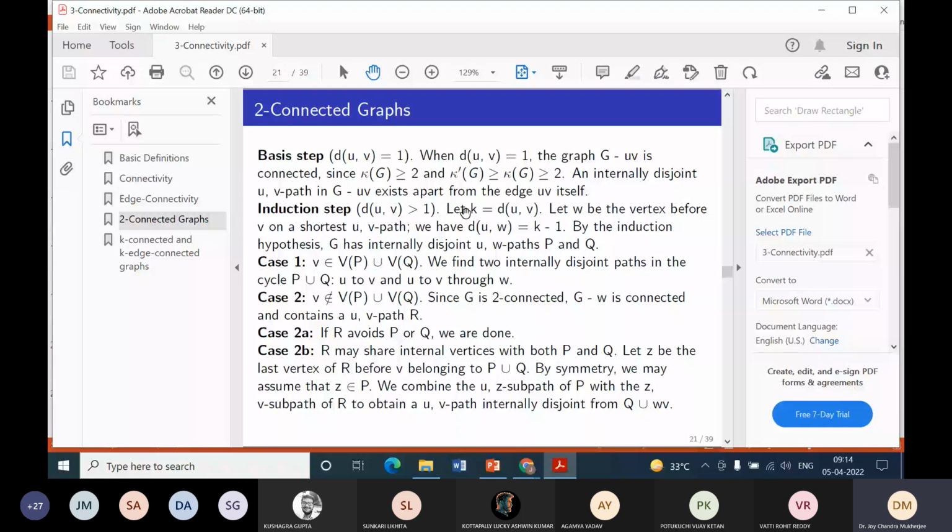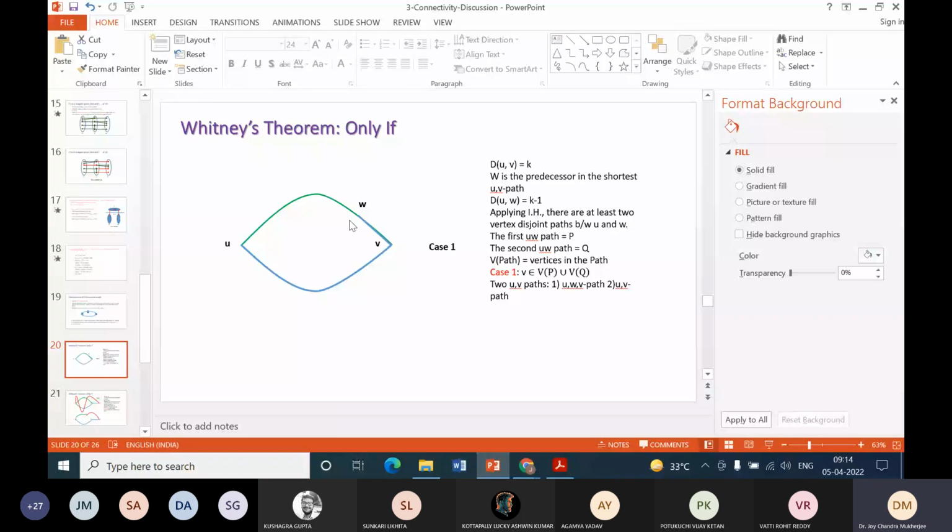So what is d(U,V) equal to k? That is, the distance of U to V is k. And let W be the predecessor in the shortest UV path. So there are 2 UV paths. इसमें कोई एक path shortest होगा. If both are the same, then I will randomly choose any one of them. And W is the predecessor vertex in this path.